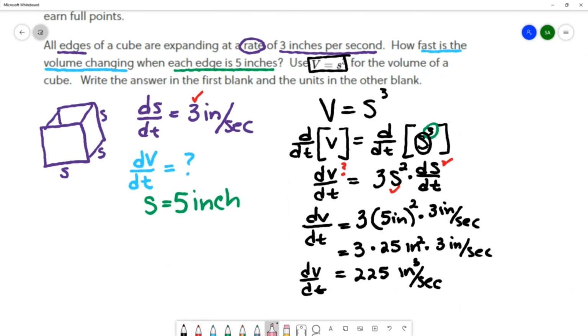And as we look at these units, those units make sense because volume is a three-dimensional figure and our units are reflecting that three-dimensional figure in 3 dimensions, inches cubed.